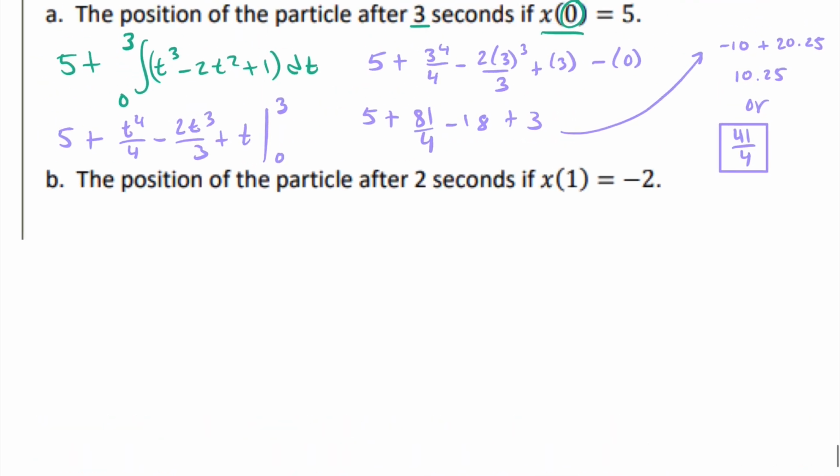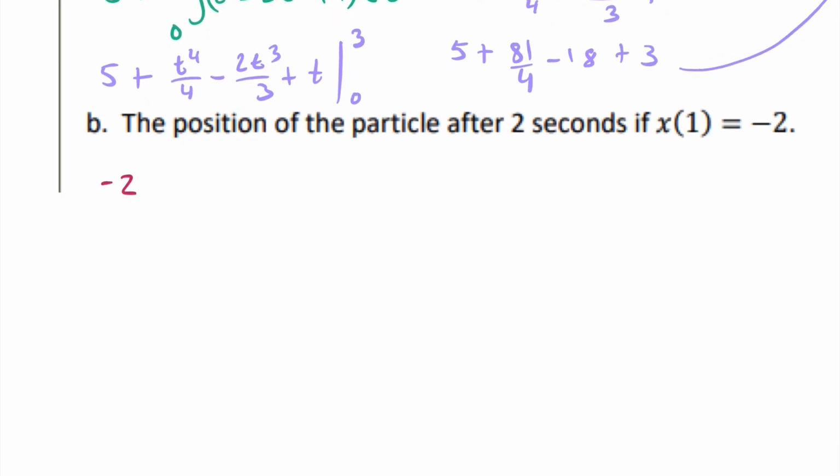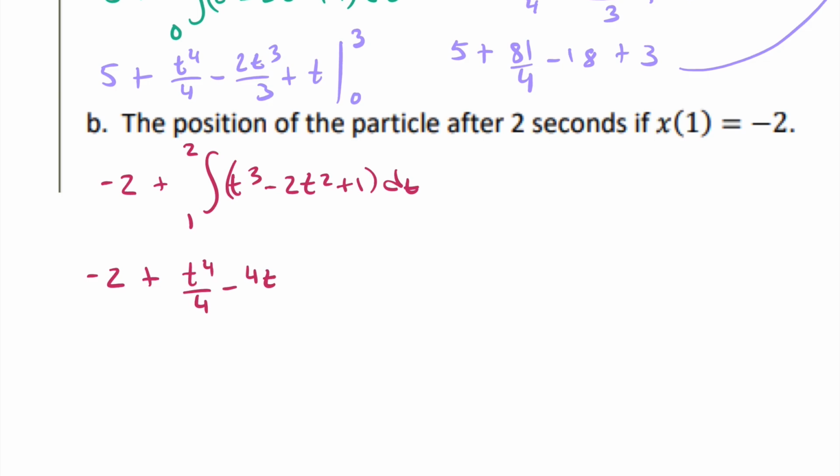Alrighty, we're going to retry this one because some of the math was wrong on it. So start at negative 2, and we're going to add to it the integral from 1 to 2 of t cubed minus 2t squared plus 1 dt. I'll keep the negative 2. Then 2t cubed over 3 plus t. This is all from 1 to 2.